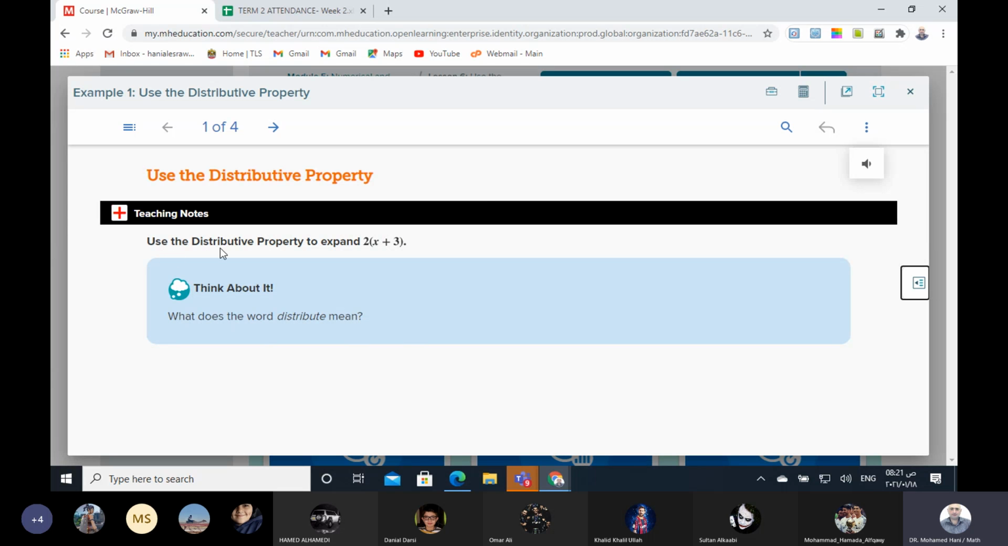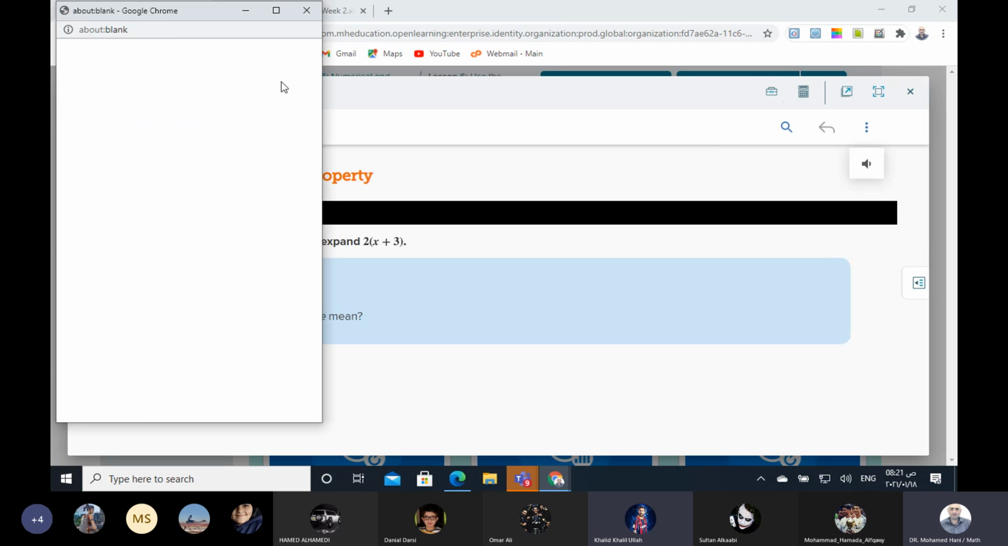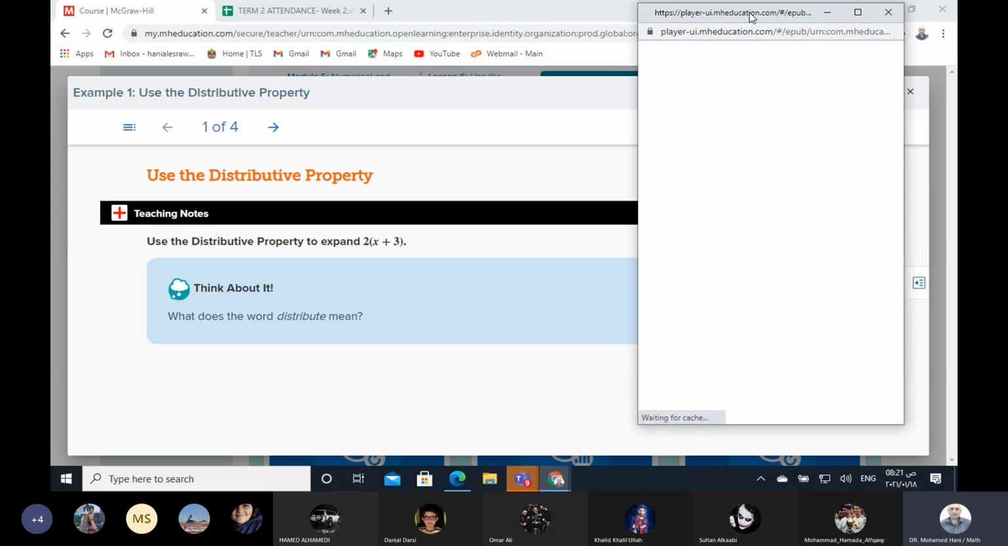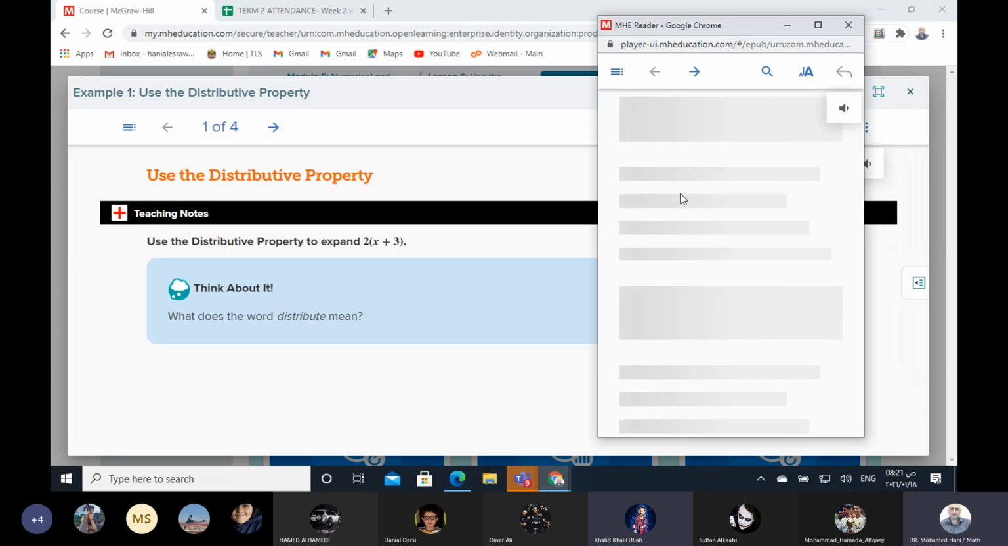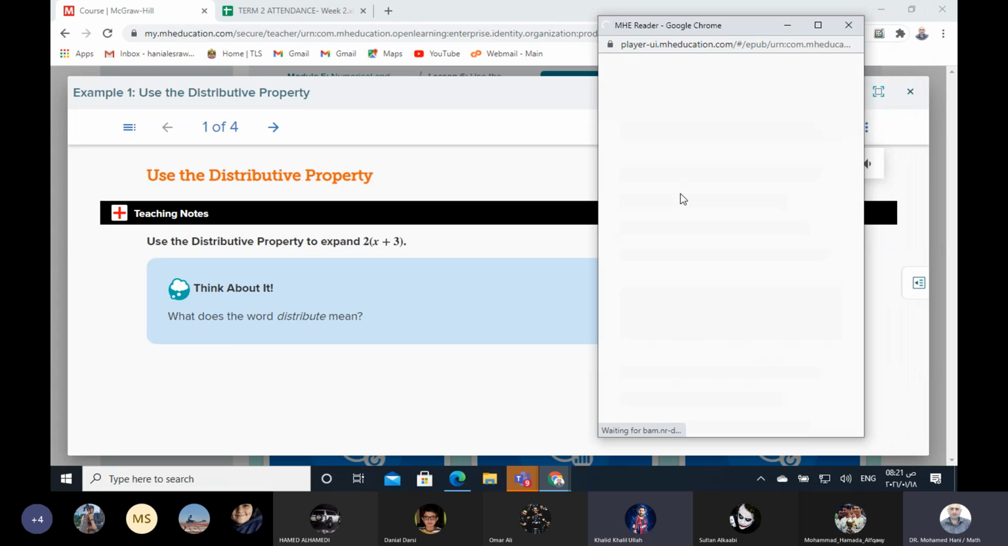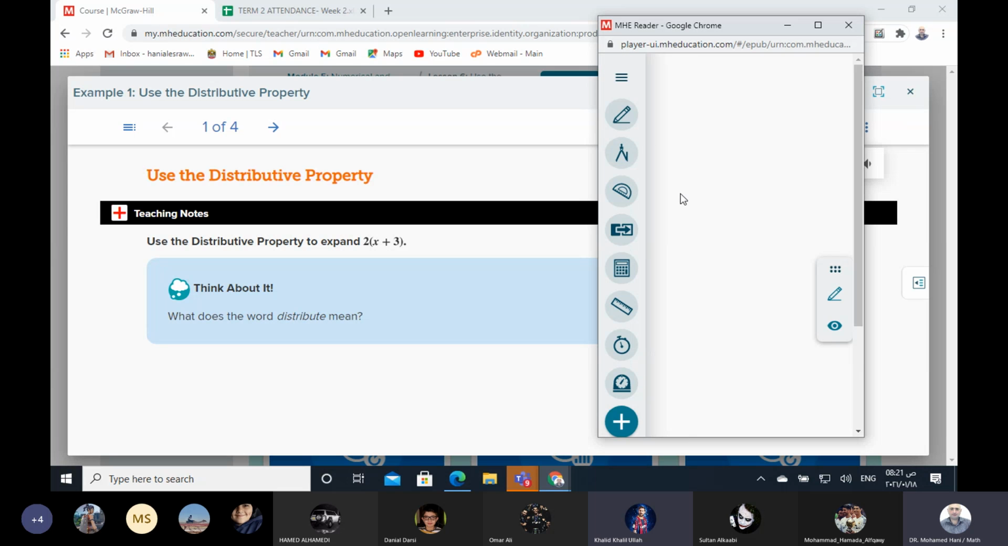Now use the distributive property to expand. We have 2 multiplied by parentheses x plus 3. What does the word distributive mean? I want from all to write this example and use the distributive property and tell me your answer, please. Start. I think it is 2x plus 6. Great, great, Khalid. Thank you very much.